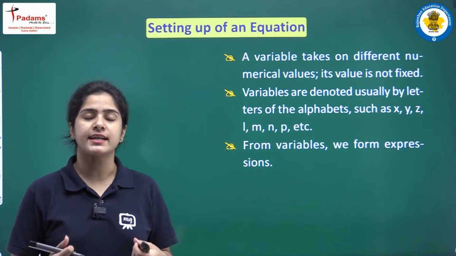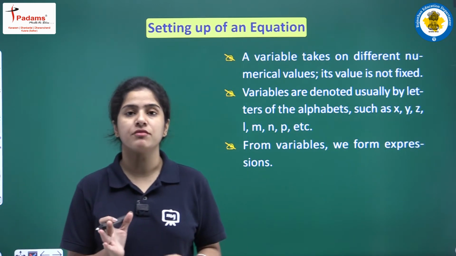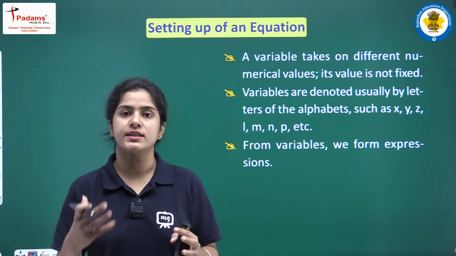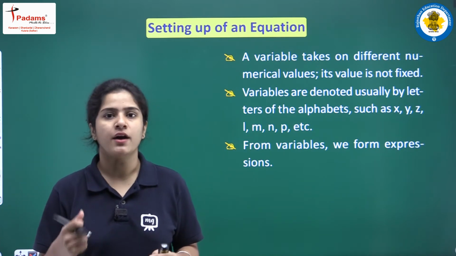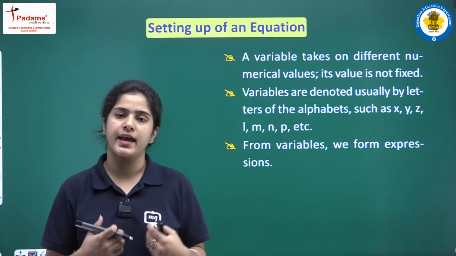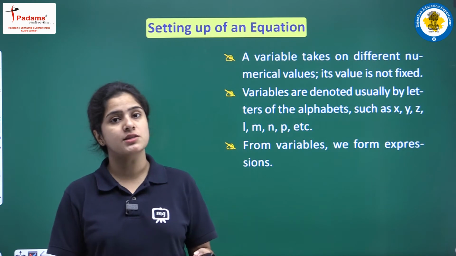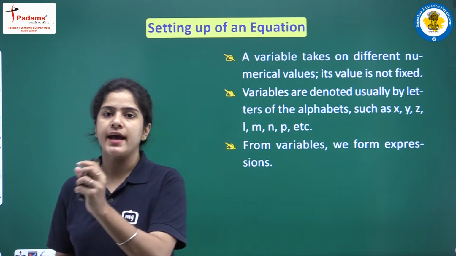But how can you set up the equation? Okay, for setting up an equation, students, you must have thought of a variable. Okay, what is a variable? That varies. Okay, whose value is changing. For example, students, if I'm x years old, then I can be 1, I can be 2 years old, I can be 15 years old, and I can be 60 years old.